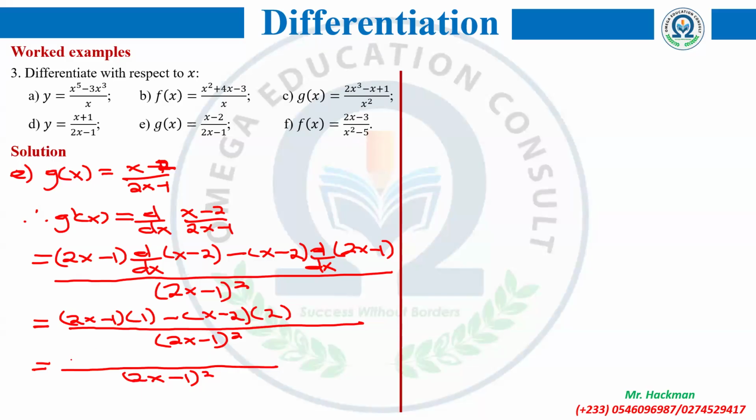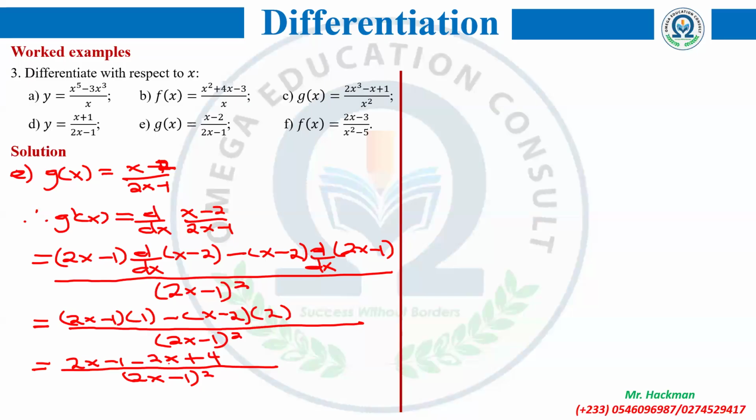So if I multiply this, I'll still get 2x minus 1. Then if I come and multiply this, forgive me, it will be minus 2 into x minus 2. So that will give us minus 2 times x, which is minus 2x. Then minus 2 times minus 2, and that will give us minus 4. Sorry, plus 4. All correct.